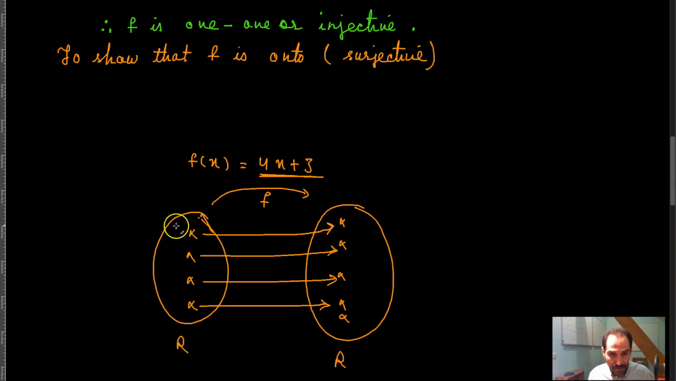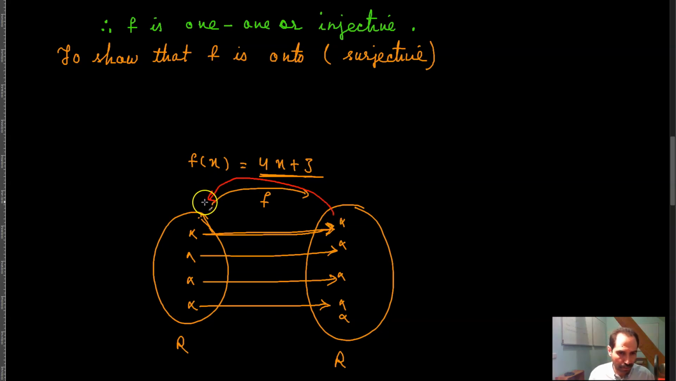Now what I need to do is show that. This rule basically tells me how to get from here to here, right? But if I want to get back from here to here, I don't know how to do it.